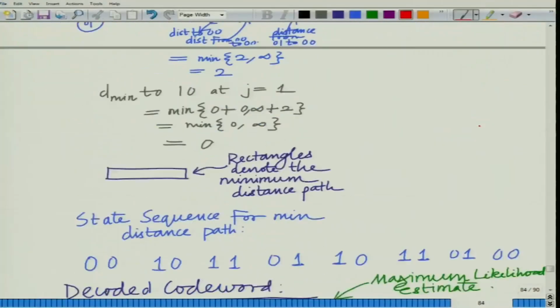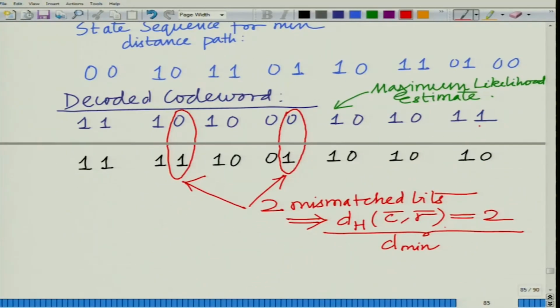In fact, that is what we are trying to do. By adding these different branch metrics, we are trying to find the path which corresponds to the minimum distance between the received word and the possible code word. The code word which has the minimum Hamming distance with respect to the received word is the decoded code word. We have used the Viterbi algorithm to decode this, which is very important to remember.